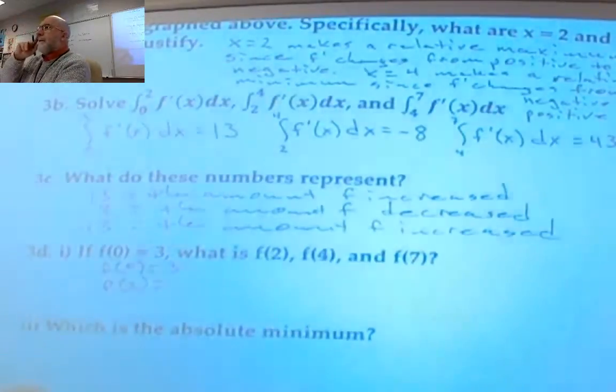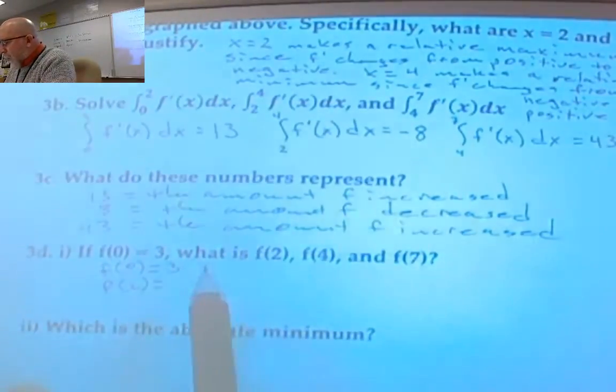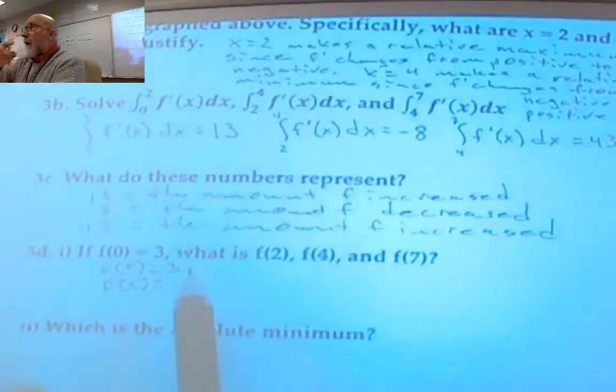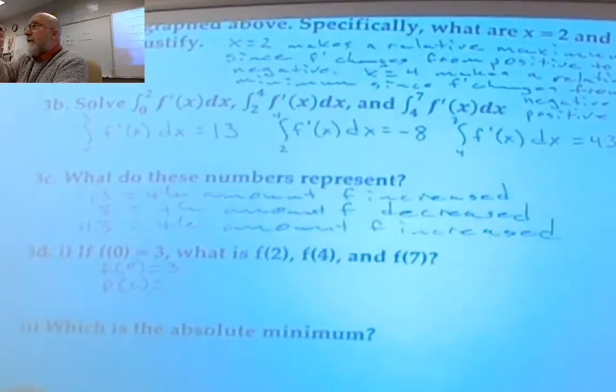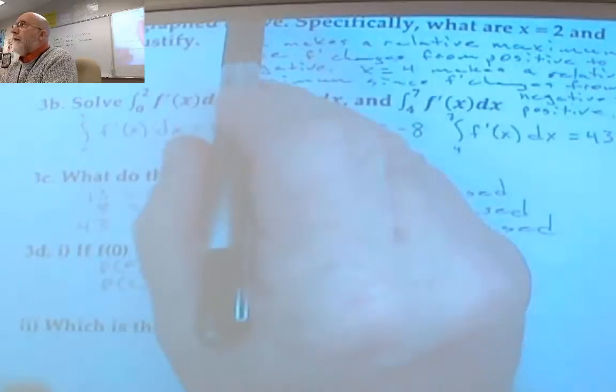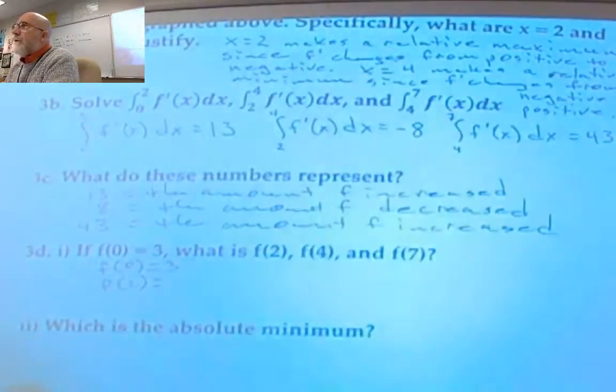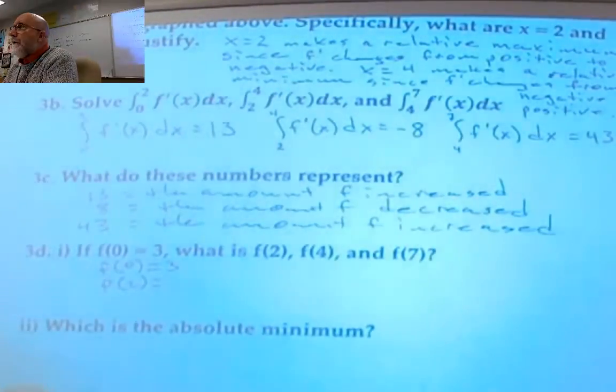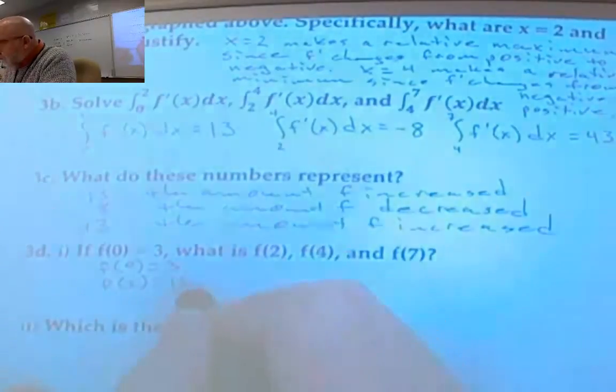I'm going to give you a hint. You ready? I know f increased from 0 to 2. Why? Because Reed said it's positive because it's above the x-axis. Right, Reed? I know it increased by 13 because there's a number under here that tells me the area is 13. So what's f of 2? 16.